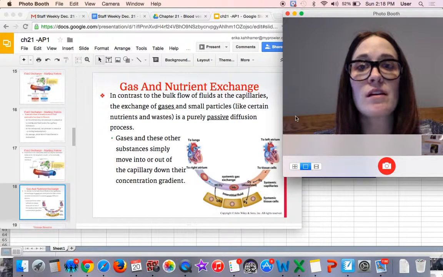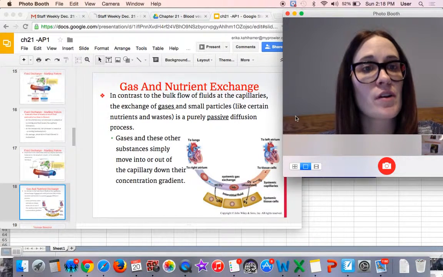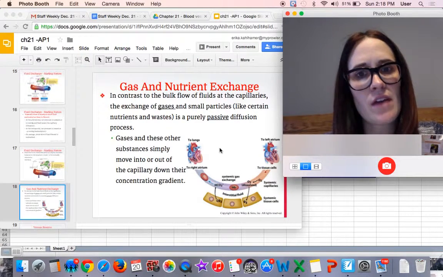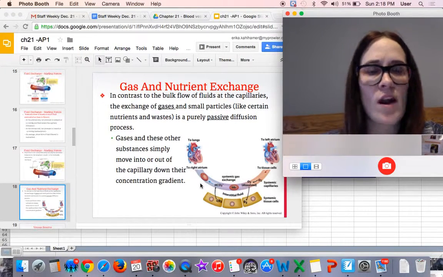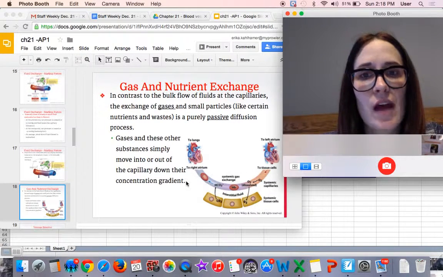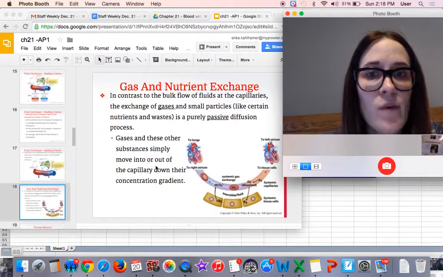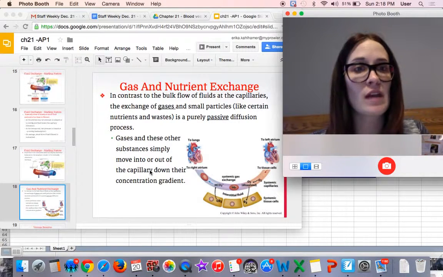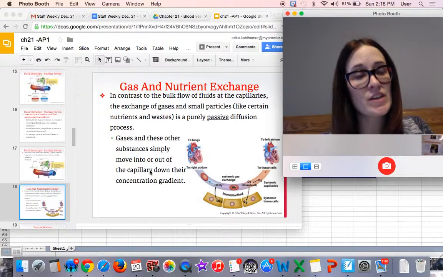This is about gases and other small particles. What's the reason? Why do they move from one side to the other? Why do they move from the capillaries into the cells and from the cells into the capillaries? We've talked about this before, chapter 3. It has to do with that concentration gradient.